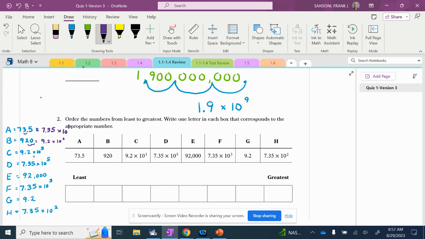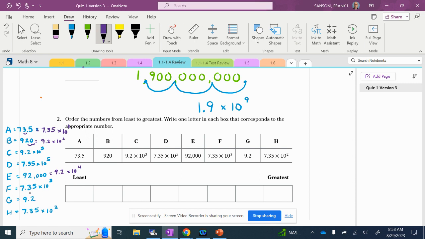C is already in scientific. D is already in scientific. E is not in scientific. E is in standard form. How many times do I have to move that decimal to get it between 1 and 10? It's 4 times, so this is now 9.2 times 10 to the fourth. F is in scientific notation. And G is not. G is 9.2.